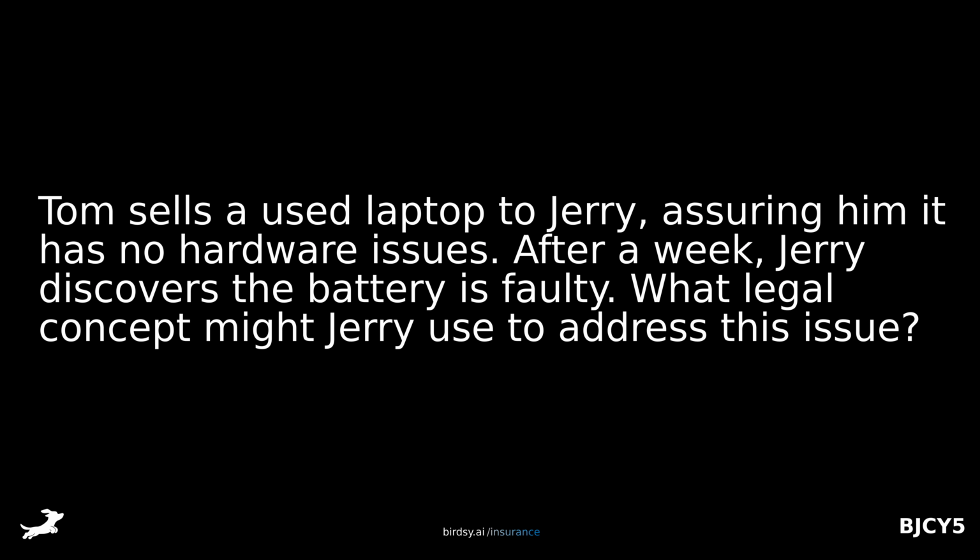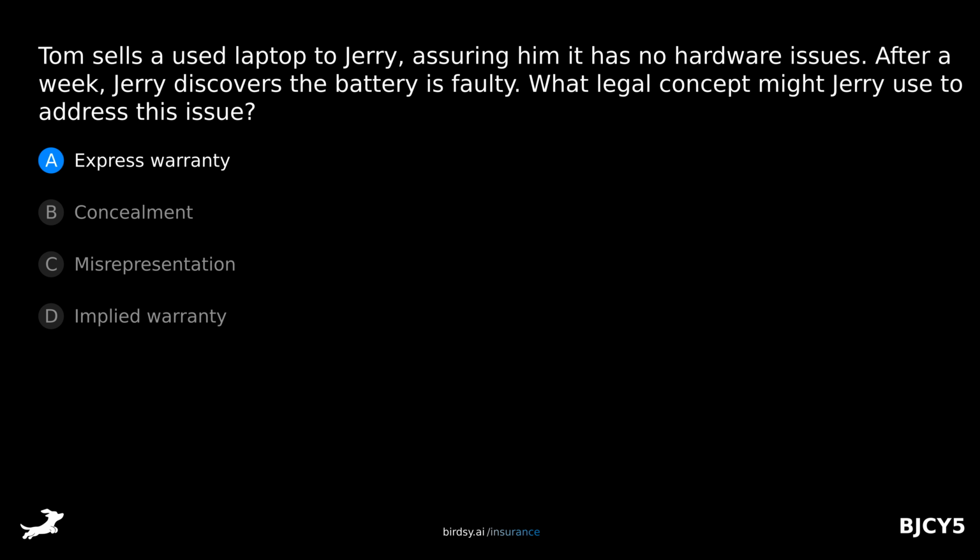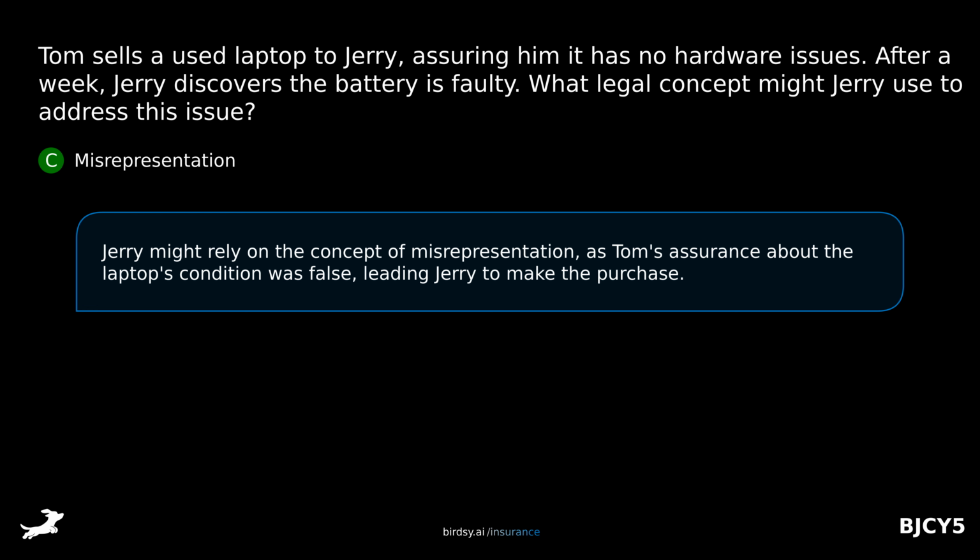Tom sells a used laptop to Jerry, assuring him it has no hardware issues. After a week, Jerry discovers the battery is faulty. What legal concept might Jerry use to address this issue? Is it A. Express warranty, B. Concealment, C. Misrepresentation, or D. Implied warranty? The answer is C. Misrepresentation. Jerry might rely on the concept of misrepresentation as Tom's assurance about the laptop's condition was false, leading Jerry to make the purchase.